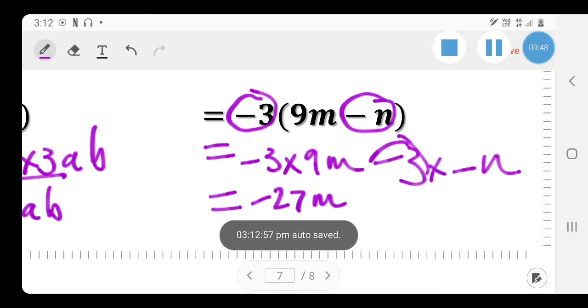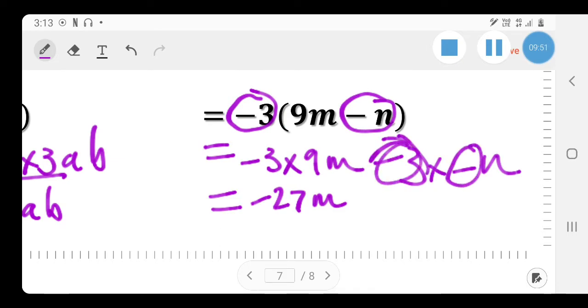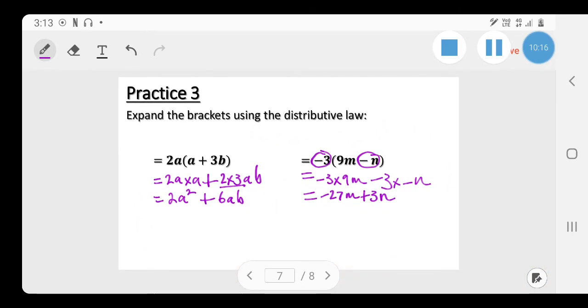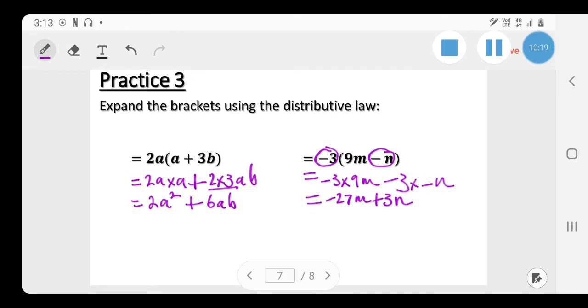Now minus 3 times minus 1, which is in front of that n. Okay. Don't forget that a minus sign really means minus 1. So minus 3 times minus 1 is positive 3. And we have an n there. So minus 27m plus 3n. It's tricky, guys. And we're going to have a session next week where I'll give you guys an opportunity to ask a bunch of questions about some of these things, okay?